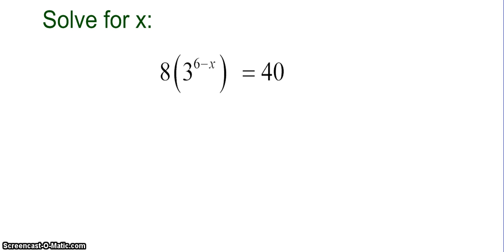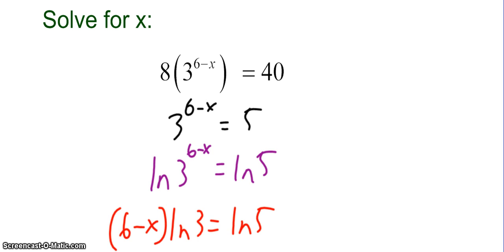Next one, solve for x, pause the video, unpause when you're ready. Alright, so here I chose to isolate the exponential again first. Whenever we have an exponential equation, if there's a single exponential term, that's what you want to do. You want to isolate the exponential. If there are multiple exponential terms, you want to try to combine them somehow or factor so that you can isolate each term individually. So divide by the 8, I get 3 to the 6 minus x equals 5.